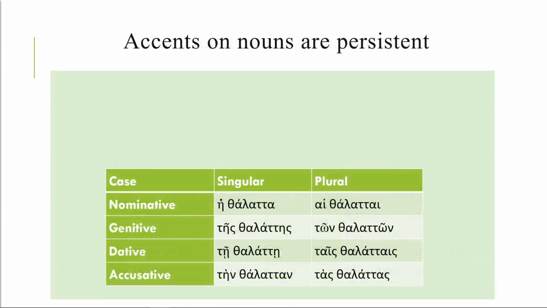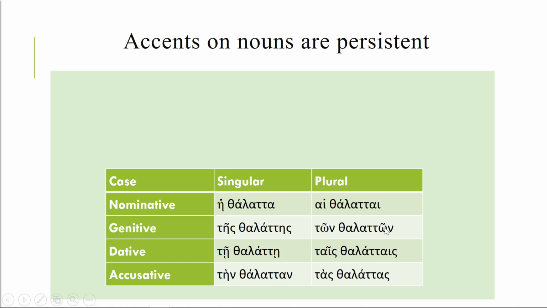Now, accents on nouns are persistent. That means they try to stay where they originated. So the accent on thalatta is going to try to stay on the alpha, but if any of the later vowels are long, it has to pull back one because you can't have an acute on the antepenult if there's a long vowel on either of the last two syllables. So because the eta is long, it has to pull back. These alphas are both short, so it can go to the antepenultimate.